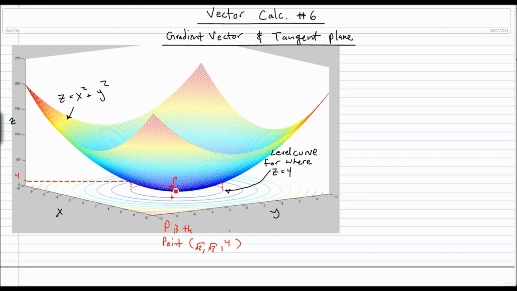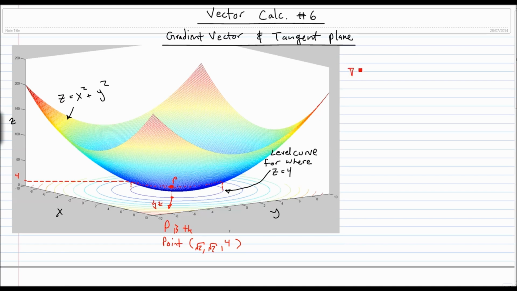So in this example, we want to find the gradient of z at the point P. What we're going to end up finding is a vector. This is our surface. We're going to find a vector that's perpendicular to one of the level curves at the point P. So we're going to find the gradient of z at the point P, where P is (root 2, root 2, 4).